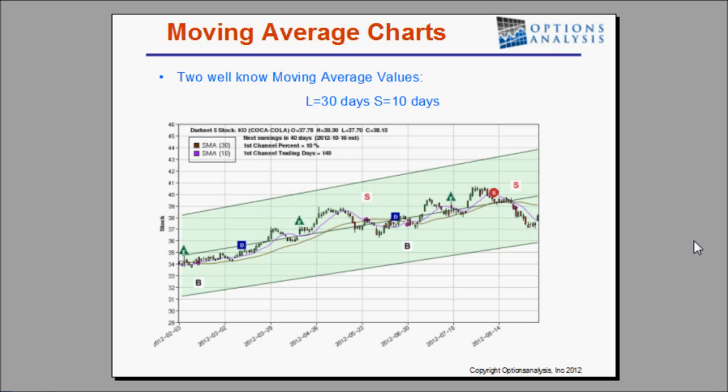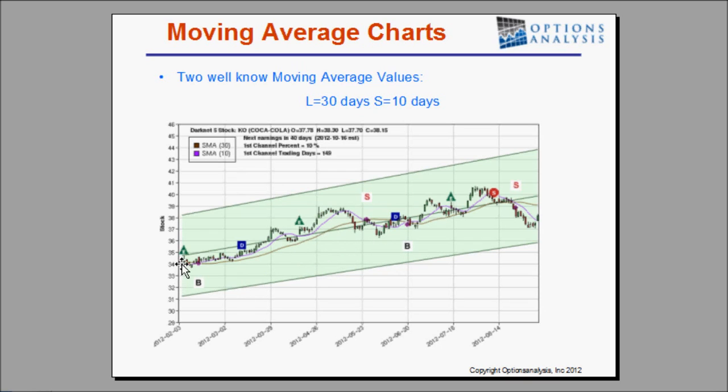The chart you're looking at here for Coca-Cola, you see overlaid on top of the candlestick chart for the stock prices, shown here in the green and red candles, are some solid lines. One of them is the 10-day moving average, the purple one, the one that moves faster, and the other one is the 30-day moving average, the black one, which moves slower.